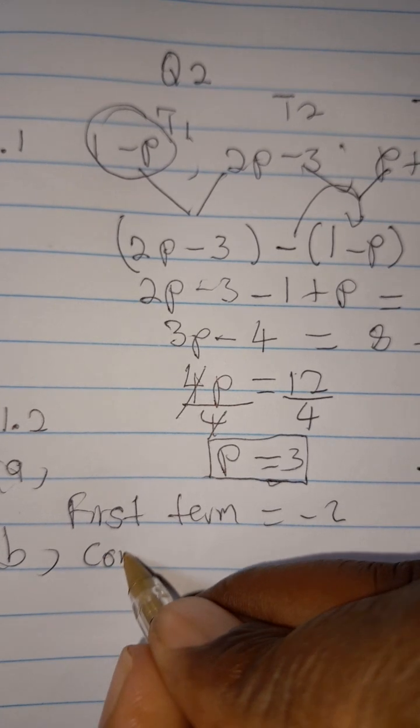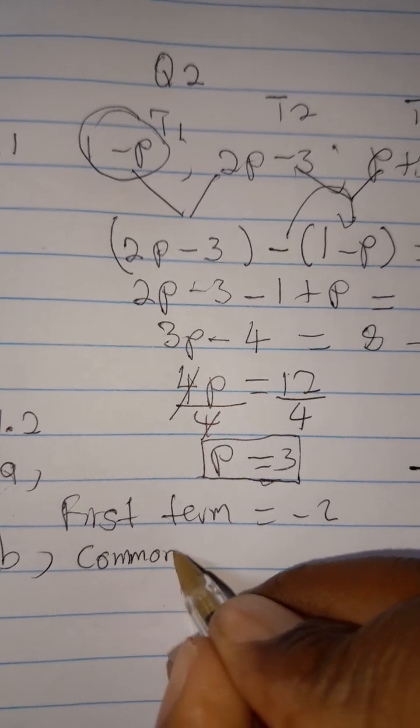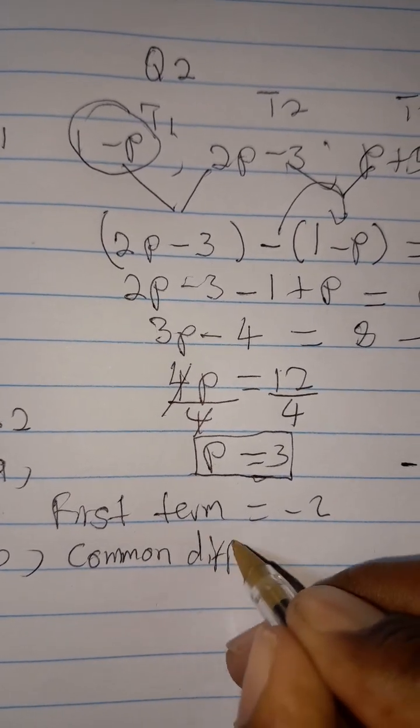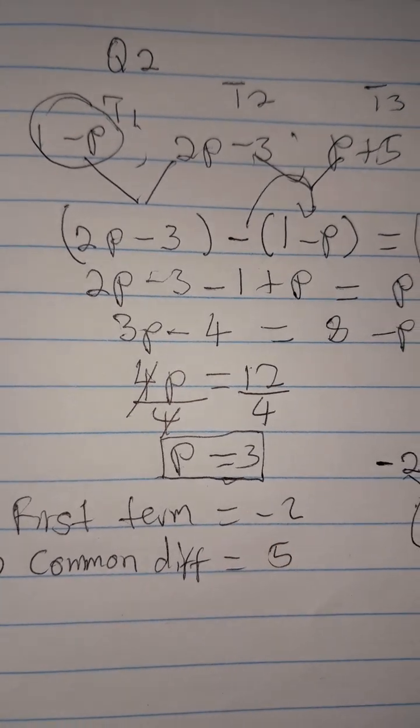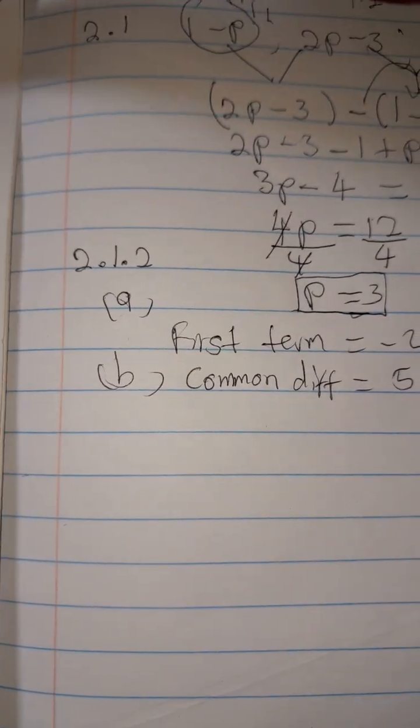So the common difference will be equal to 5. Are we fine, guys?